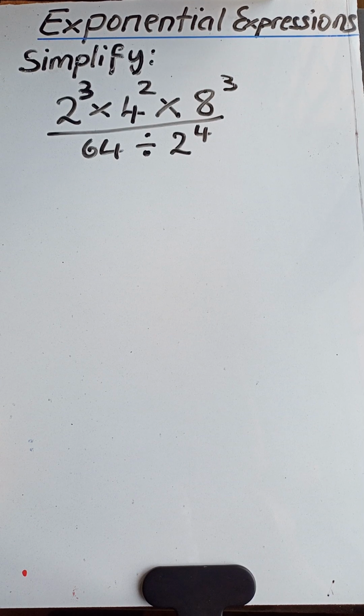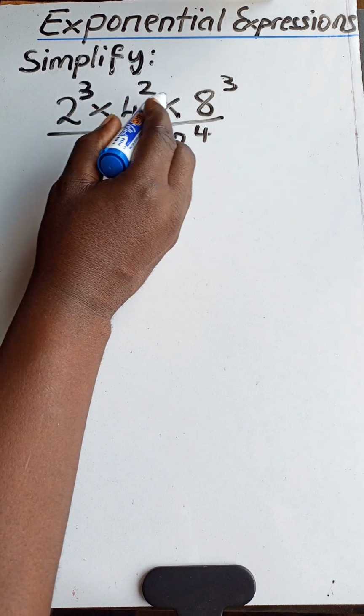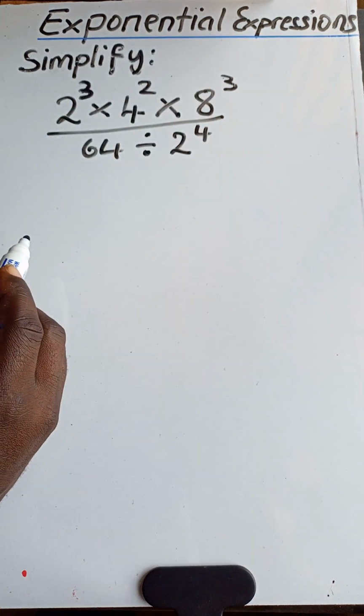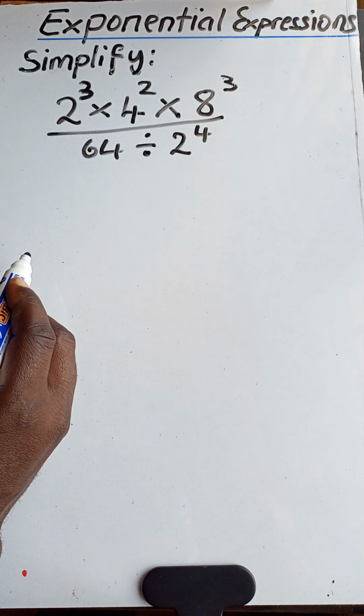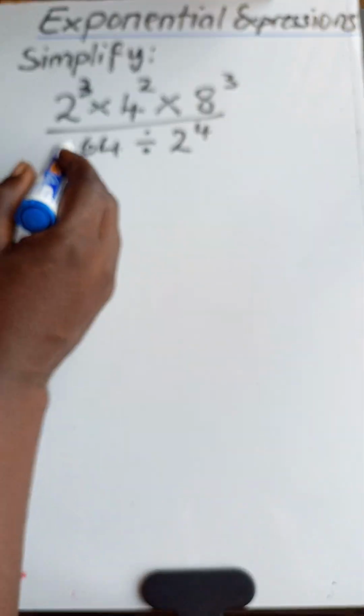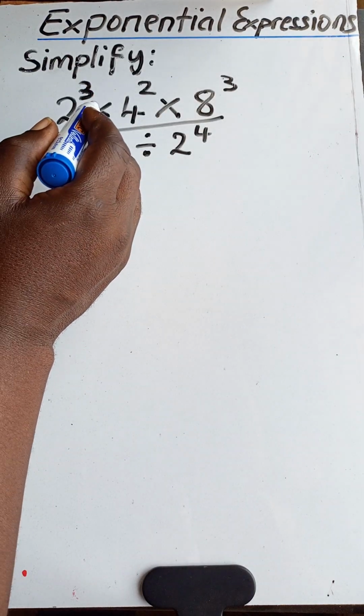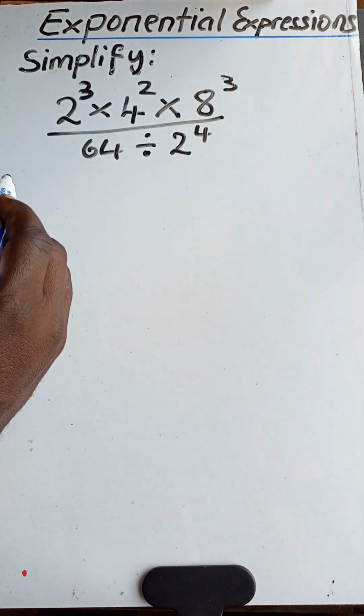Hi everyone, let us simplify this rational expression. Remember again, a rational expression is an expression that has the nature of a fraction. There is a numerator and there is a denominator. But this rational expression is a particular type because the expressions in the numerator and denominator are in index form. So it is a rational expression made up of exponential expressions.